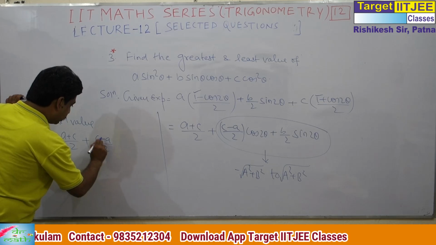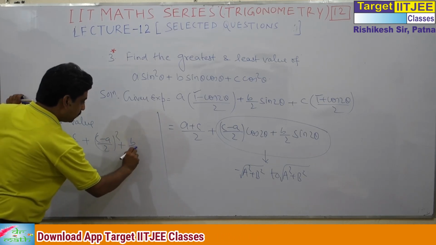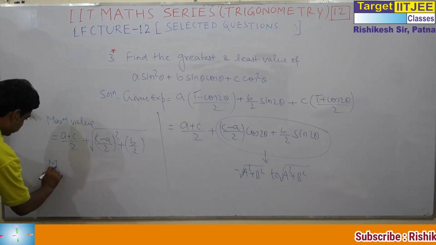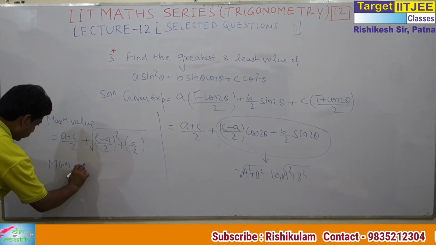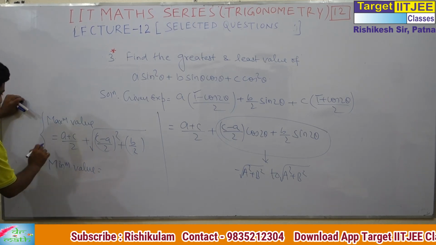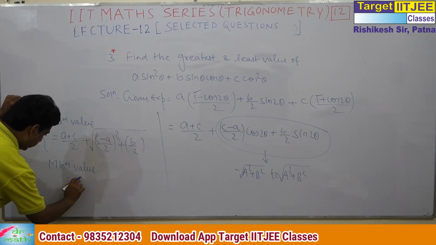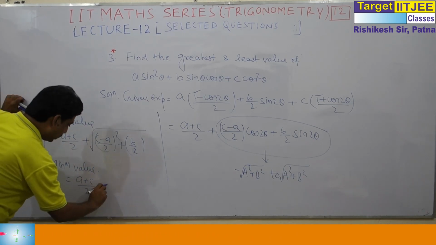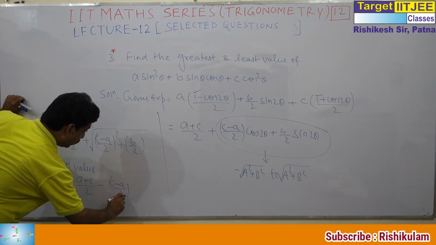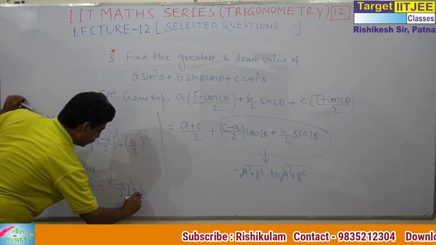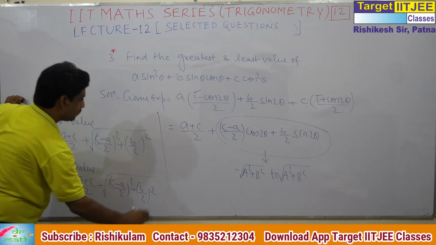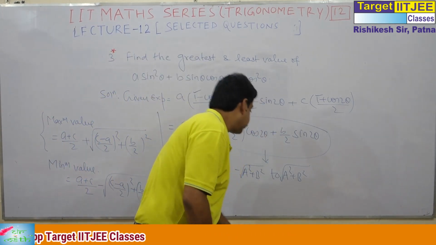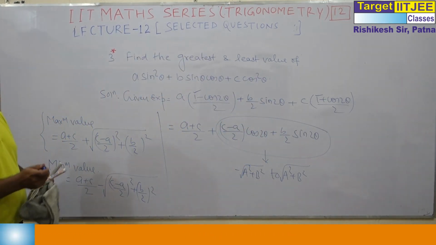That is the square root of ((C minus A) by 2) whole square plus (b by 2) whole square. And what is the minimum value? Greatest and least. This is the greatest. For the minimum, we keep this A plus C by 2 as it is and replace this by minus the square root of ((C minus A) by 2) square plus (b by 2) square. This is very important. Keep it in mind for functions in class 12. Now, come to the next one.